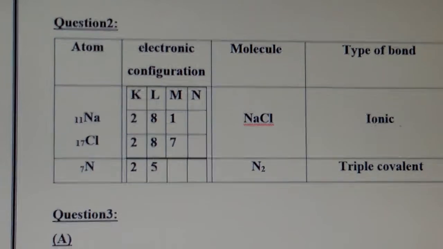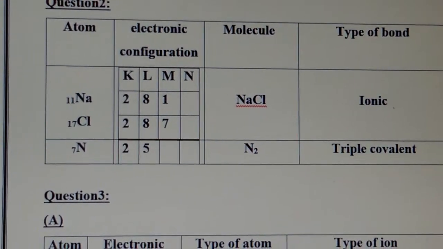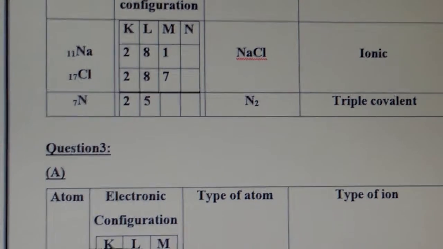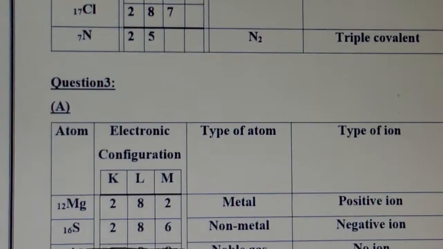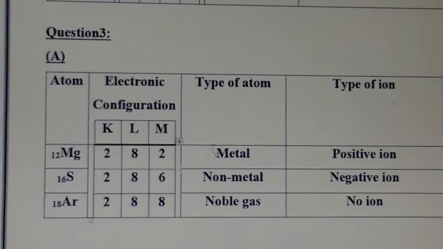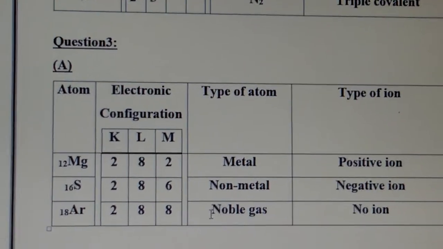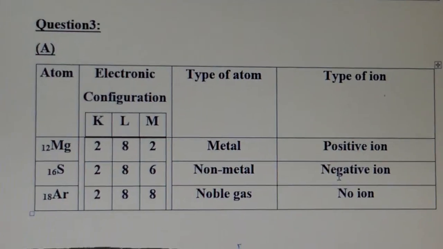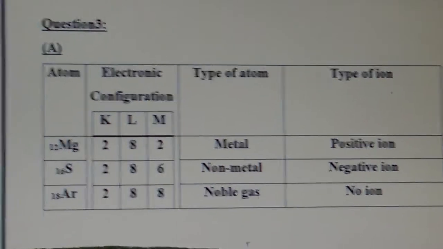Question number 3, write down the electronic configuration of the atoms of the following elements: magnesium, sulfur, and argon. This is the electronic configuration of each atom and the type of atom. Magnesium is a metal, sulfur non-metal, argon noble gas. Type of ion: magnesium is a positive ion, sulfur is a negative ion, argon has no ions.